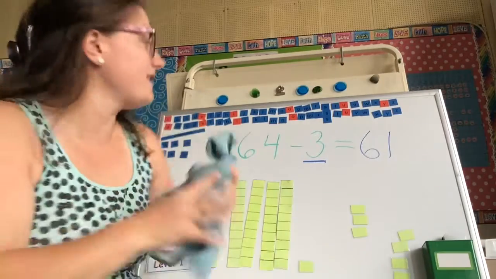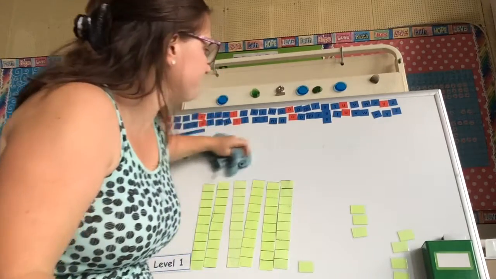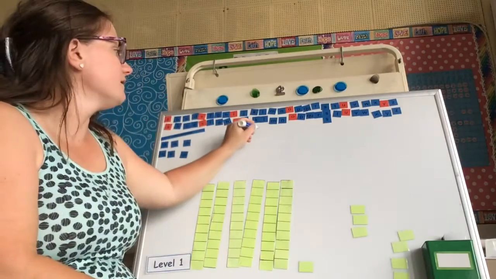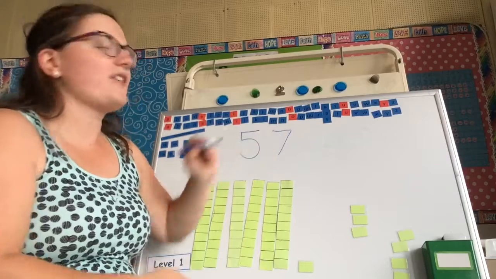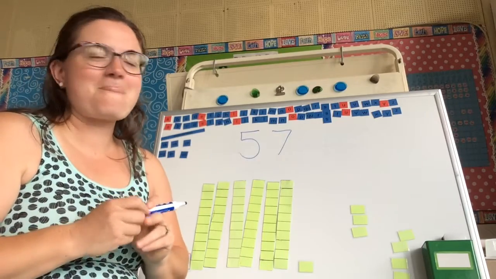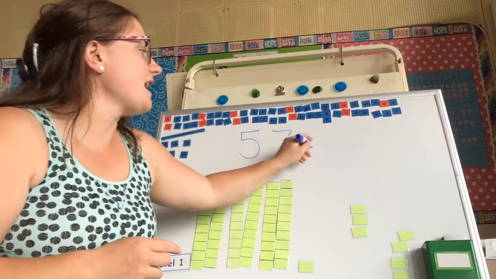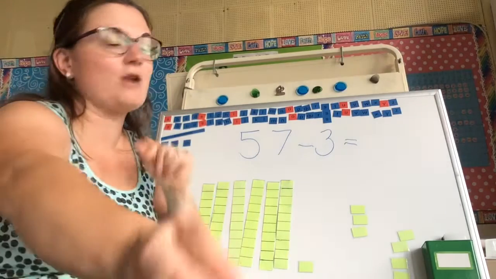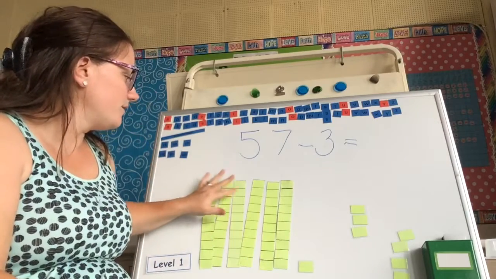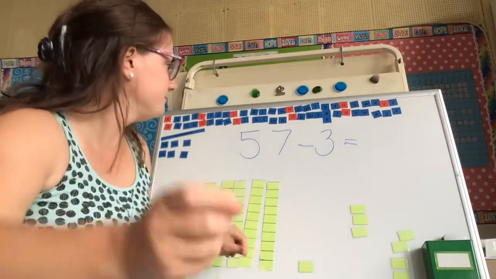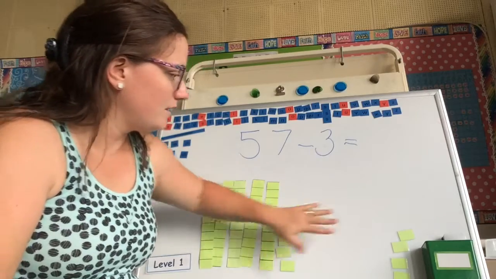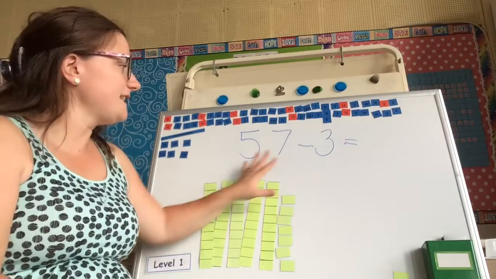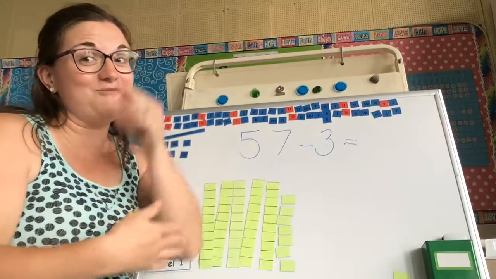Let's do one more, and then I will tell you what your work is for today. So let's do this one here. Who can tell me what number that is? Can you say that number out loud? 57, and I would like to take away 3. Okay, those of you that can count backwards, you find what the answer is right now. Well, I set up here. Okay, so I made my 57. Those of you that counted back 3, you know your answer.